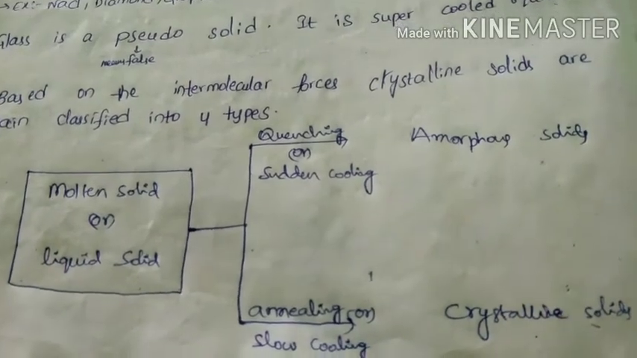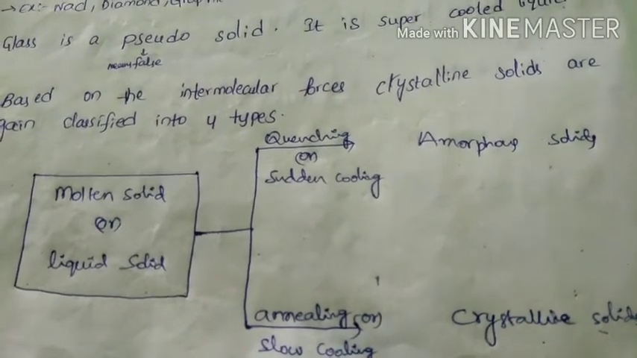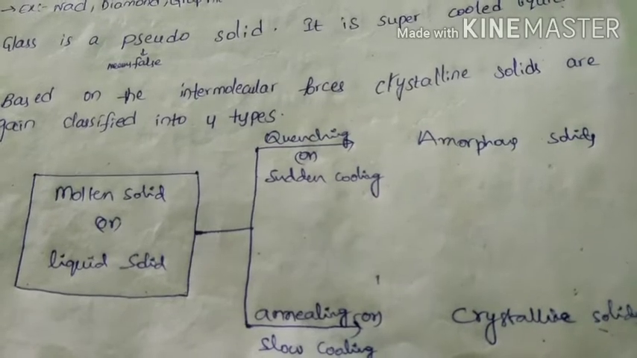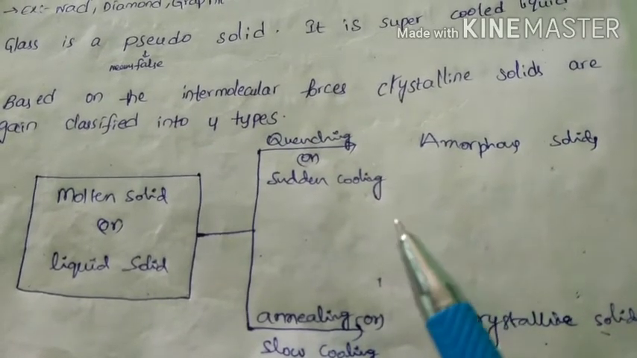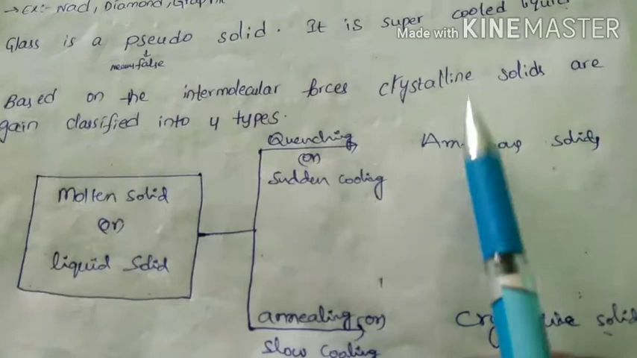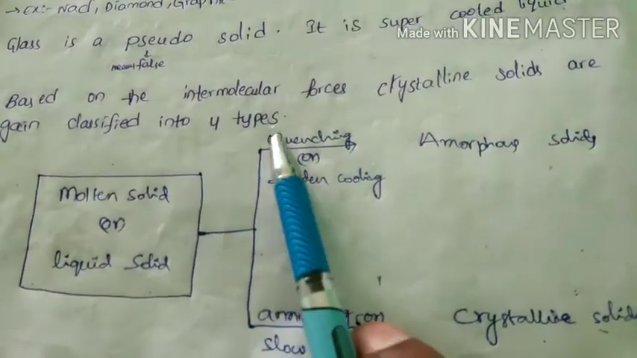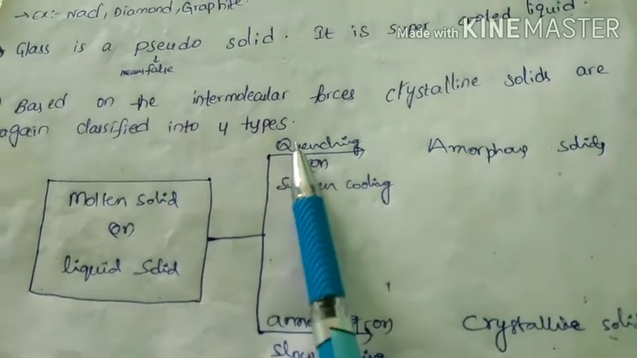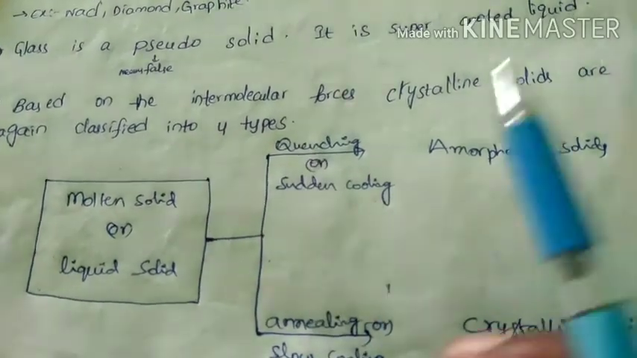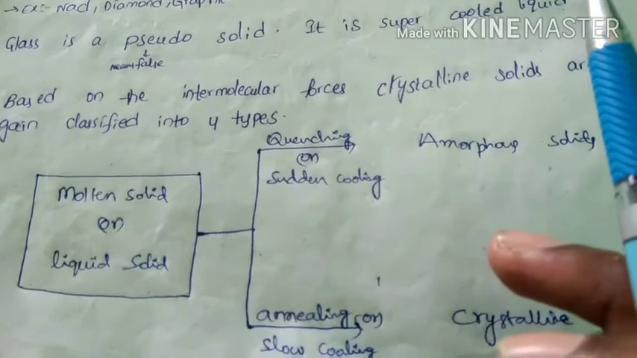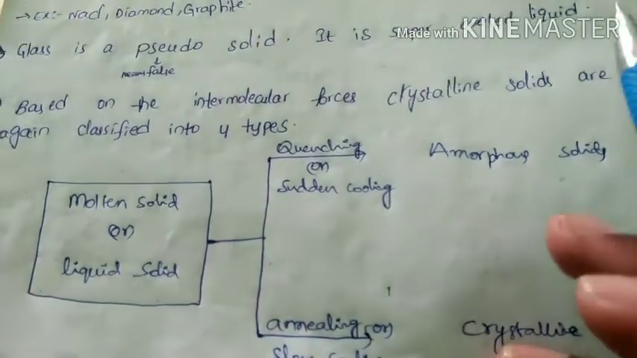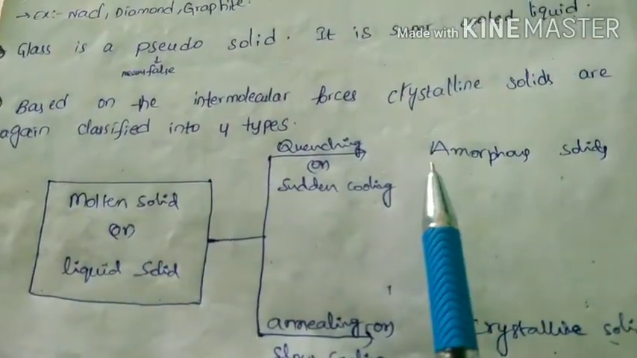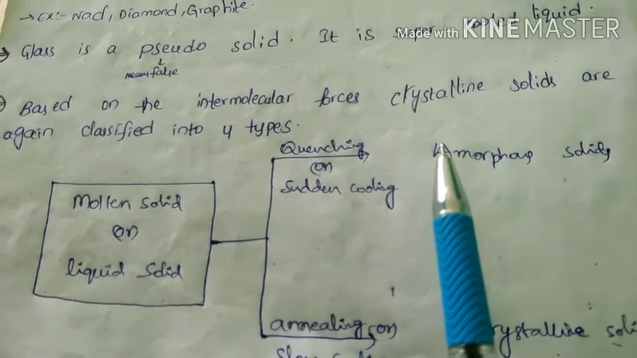Next topic, there are some more types of solids. That is the types of crystalline solids. Based on the intermolecular forces between crystalline solids, they are again classified into four types. That means in crystalline solids, some attraction forces are there. Based on that, again they are classified into four types. We will discuss those four types now.